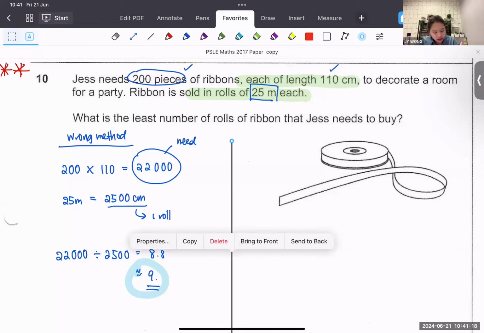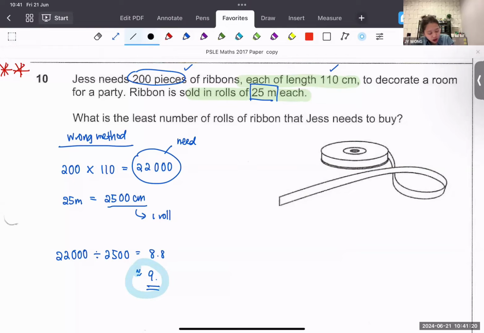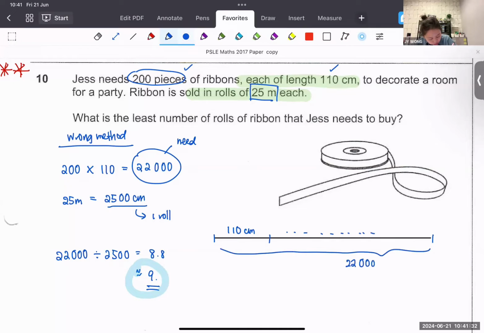Okay, so now, if you add up the total ribbon, the total length that you need, this is 110 cm. Okay, I need 200 pieces, right? The total length is 22,000 cm. Your ribbon is 2,500 cm. So what you're trying to tell me is that, okay, let's say this is the 2,500 cm for ribbon, right? It will not cut nicely. That means it will not use up the whole thing of 2,500 cm because why?